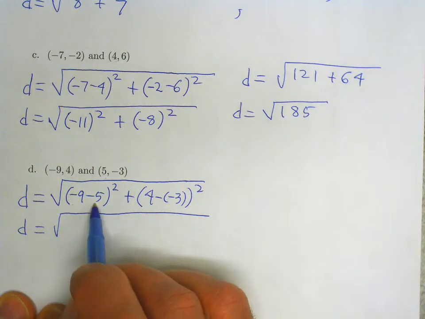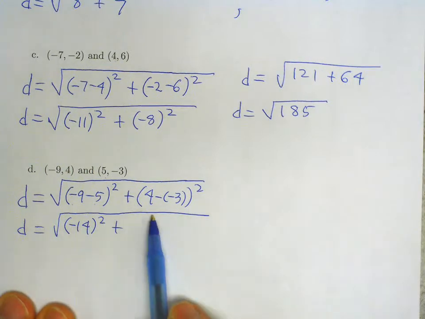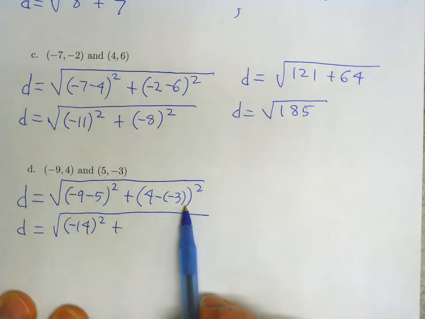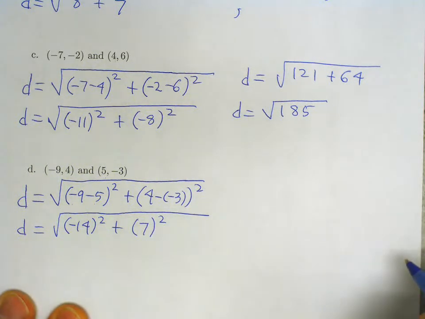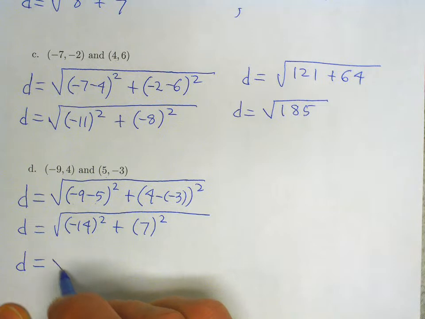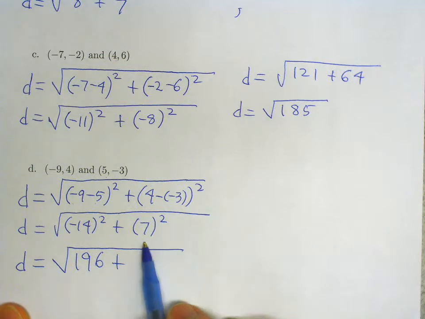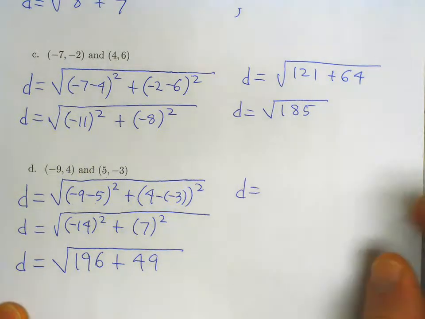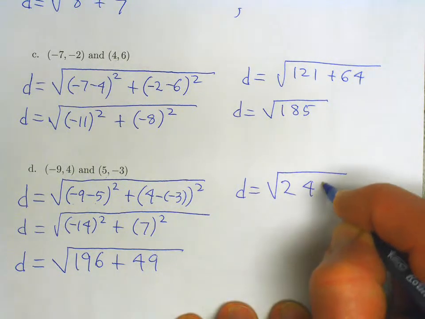Negative 9 minus 5 is negative 14. So we have the number negative 14 squared. And then in the other set of parentheses, 4 minus negative 3 is the same as 4 plus 3, or 7. So 7 squared. Squaring negative 14 gives us positive 196, and squaring 7 gives us positive 49. So then we have the distance equals the positive square root of 245.